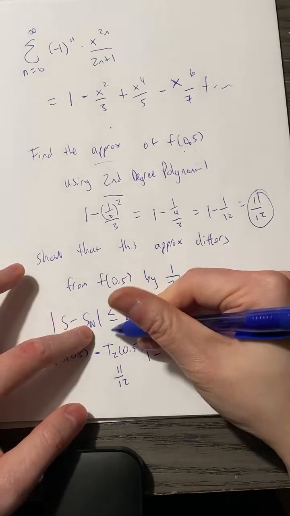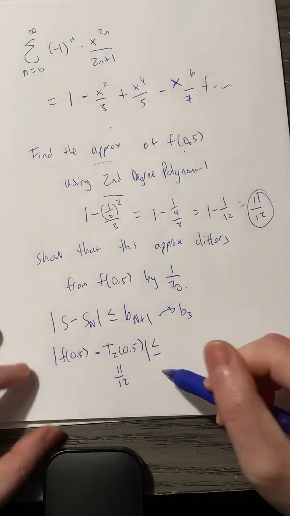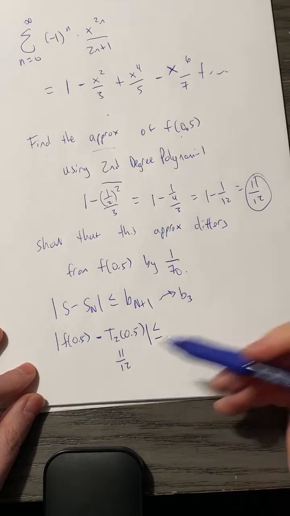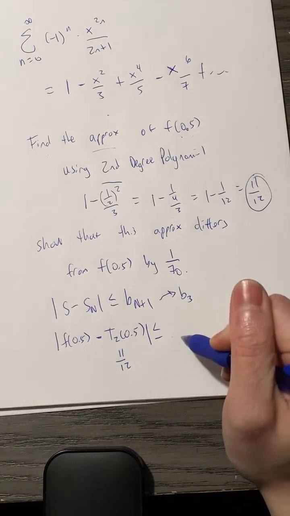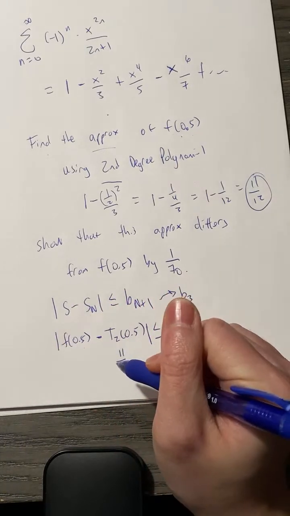And then we want to plug it into the next one over, and the next one over is going to be B3. So again, impossible thing, approximation, which is 11/12, error bound. So when you're doing the error bound, you're actually finding this number right here. You're not really finding anything before this.